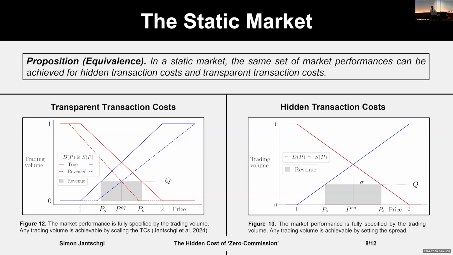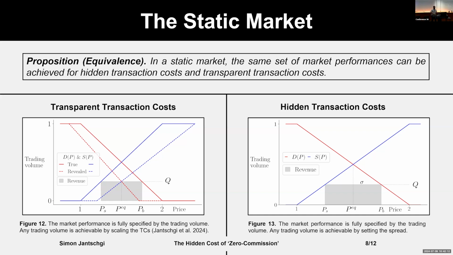Now, for transparent transaction costs, it's a bit more tricky, and it's a non-straightforward result that actually the same set of market performances is achievable, because the rectangle from transparent transaction costs is going to be the same. It's going to be the rectangle that fits under true demand and supply. Why is that surprising? Recall that for transparent transaction costs, you never actually see the true demand and supply. But the optimal response of traders to the transaction costs will actually turn out to be the one such that the buy and the sell price match exactly the point where they intersect true demand and supply. This comes out of a previous paper that I have with a couple of co-authors.